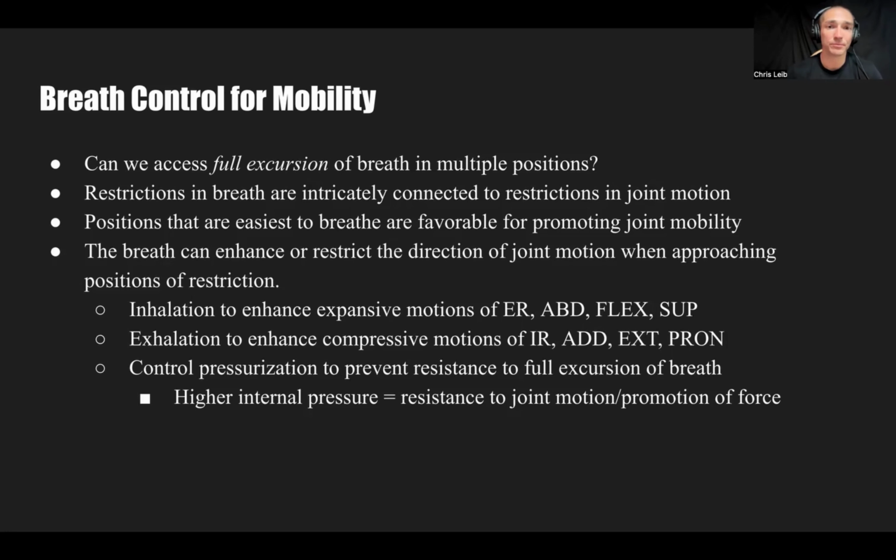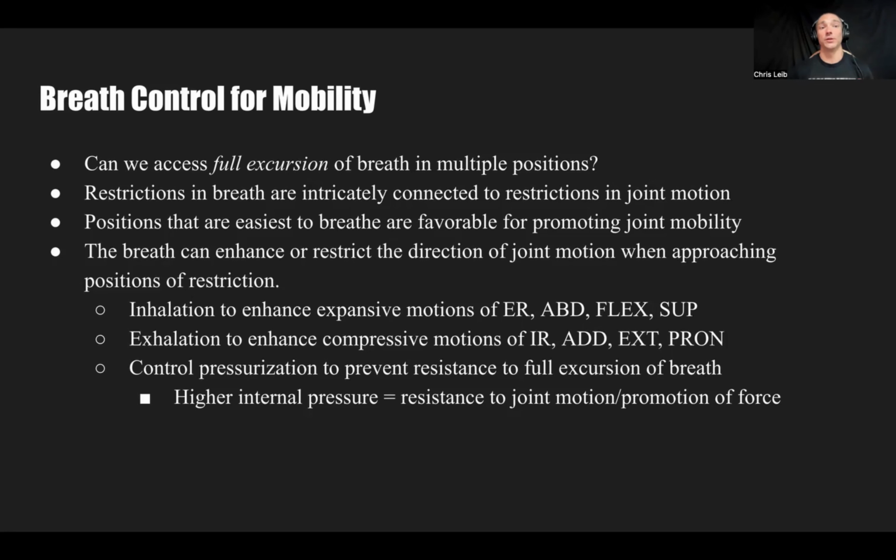So ultimately, we can look at the more concentric muscle contraction that is being promoted, the less possible it is to take a full excursion of breath. So if we have to really be contracting our muscles at a high level, we're really not going to be able to have the body go through a full excursion of breath. So those movements and those positions aren't the best for promoting relative motion between the joints.